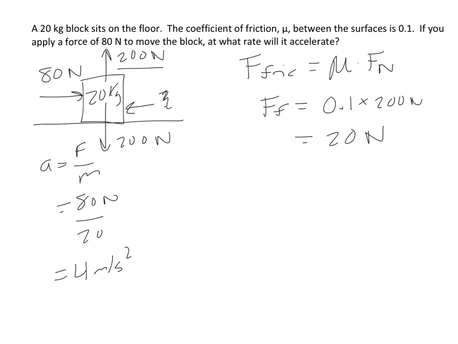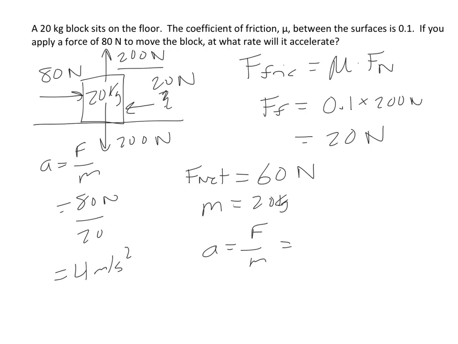So I can replace this here, 20 newtons. So that changes my net force. If 80 is my applied force minus 20, my net force is now 60. My mass remains 20 kilograms. So now I'm going to solve for the acceleration. So it's 60 newtons divided by 20. In this case, it's 3 meters per second squared.